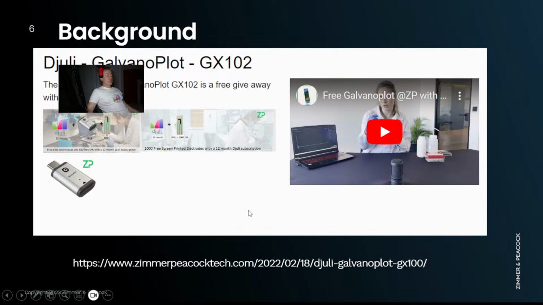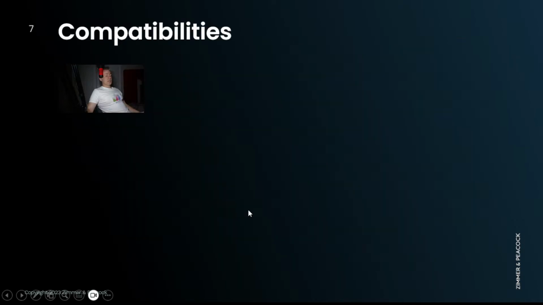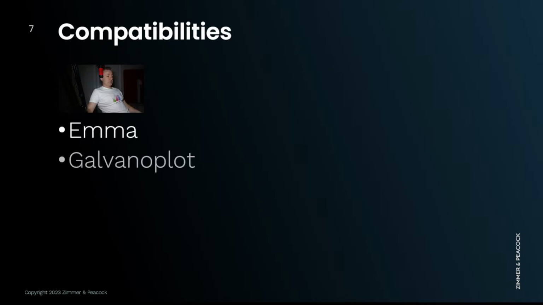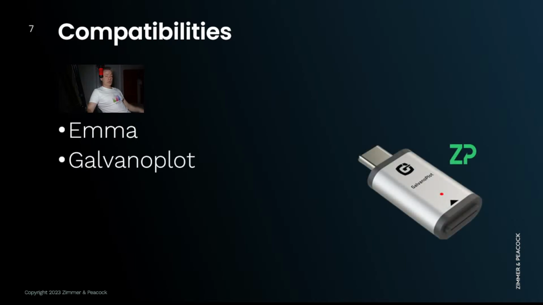Anyway, let me go forward a bit further now to say that Djuli is this sort of data management system that you can receive data, it can manipulate data, you can share data with it. And it works with a number of these potentiostats. There's the AnaPlot from ZP, there's the EMA potentiostat from ZP, there's the GalvanoPlot, which I'm going to talk about today. I'm specifically going to talk about amperometric data gathered using the GalvanoPlot.